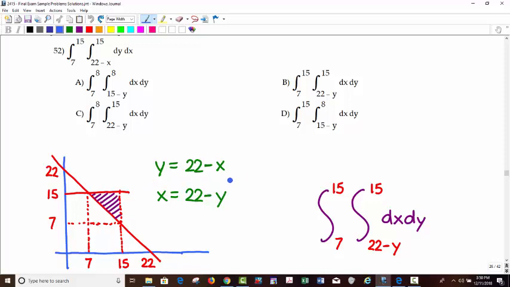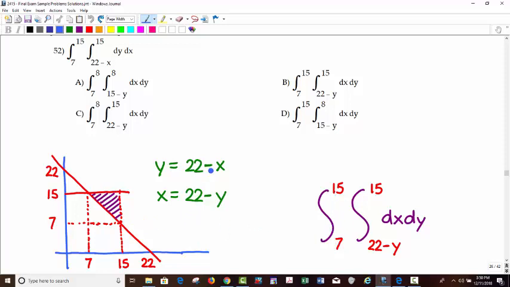So if y equals 22 minus x, then x equals 22 minus y, because now, of course, when we reverse the order, we have to solve for x in terms of y. Since we're going dx dy, we read this from left to right, from 22 minus y, which is the angled line, and then the right x will be 15. So it goes from 22 minus y to 15, left to right, and then vertically we're going from 7 to 15 for y.